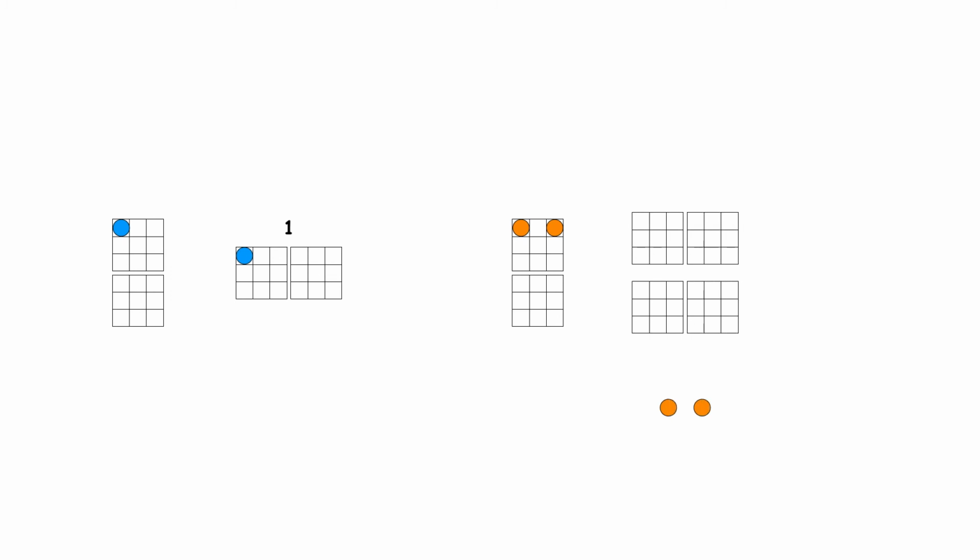Now 1 can't be partitioned into other whole numbers. It is the smallest whole number. And 2 can only be partitioned in one way. 2 can be partitioned into 2 ones, 1 and 1. There we go. We've partitioned all the numbers to 5.